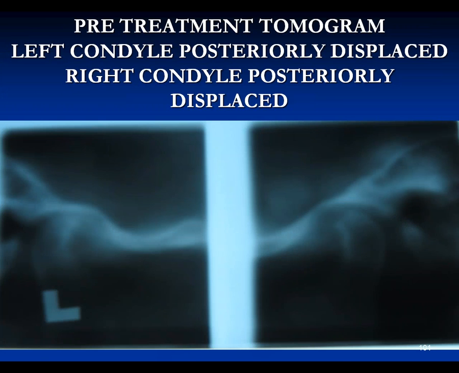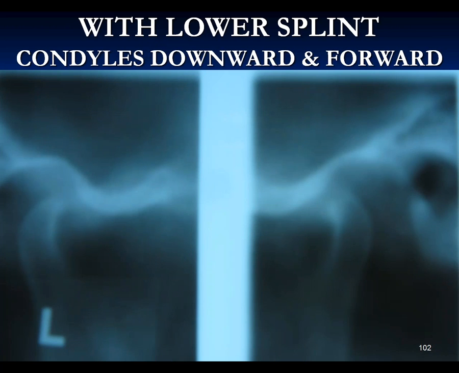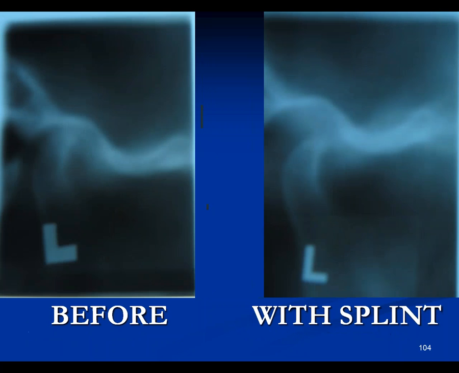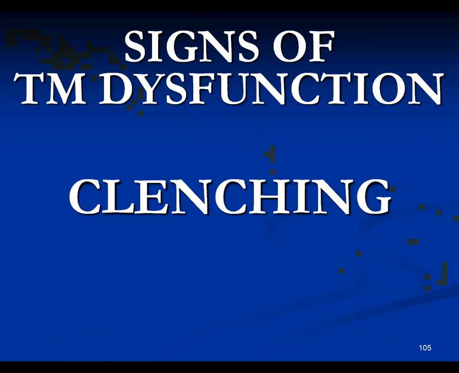And then there's the tomograms before, and there's the tomograms after. Look at how much that condyle moved down and forward. So that's a good position. So there's before on the left, and there's with the splint on the right. Again, you don't have to have tomograms when you start out. Please don't think you need those. Not when you start out. Just start out by finding a position where they don't click, period.